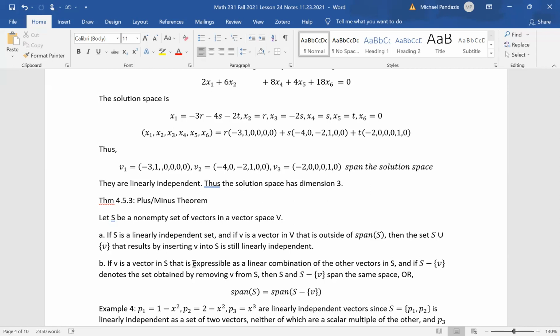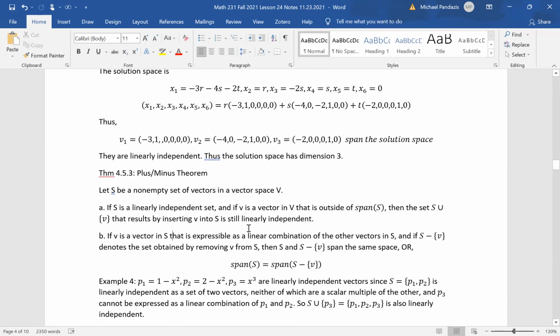Okay, so if you have a vector v in your set S that is expressible as a linear combination of the other vectors in the set, then removing it does not change the span of the set. Okay, that's part B of the plus minus theorem.